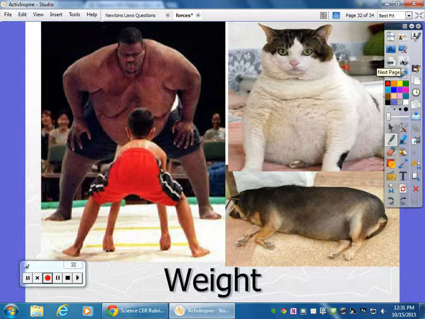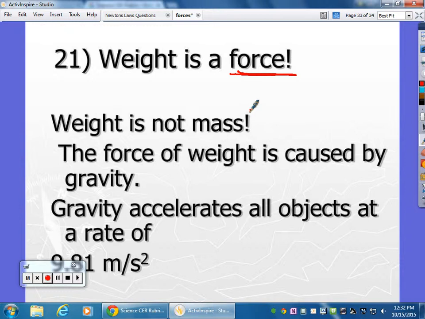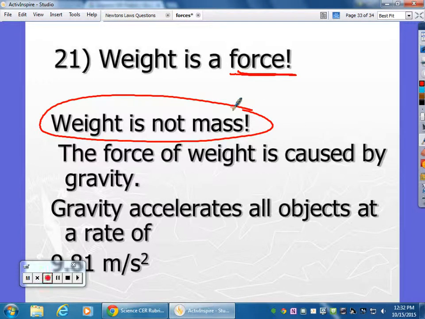All right, all that's left is to talk about weight. Very important concept that you get. Weight is a force. Weight is not mass. That's a pretty common misconception with students. They get those two confused. Weight is not mass. Weight is a force. It's caused by an acceleration just like any other force.